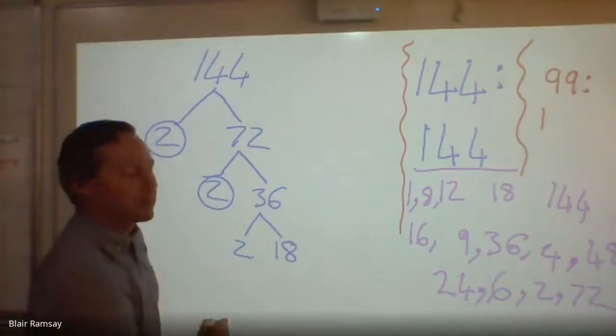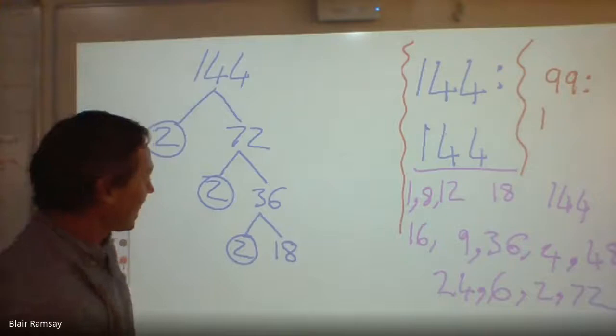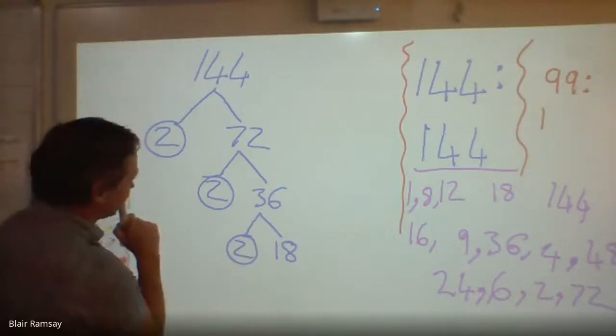Then what do I do? Then you circle the 2. Why? Because it's a prime number. What's a prime number? It's only times by one and itself. Good girl. Excellent. And now what do I do with 18? The 18 is 2 and 9.